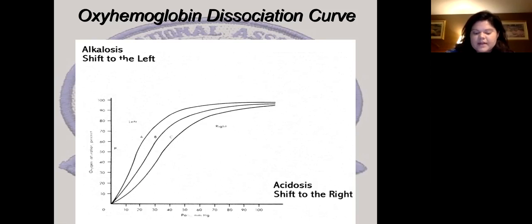A shift to the right is caused by acidosis, so that's going to be depicted by C. And that could just be raised CO2, raised temperature. A shift to the right is going to result in a ready release of O2 from the hemoglobin molecule, which is also called the Bohr effect, B-O-H-R effect.